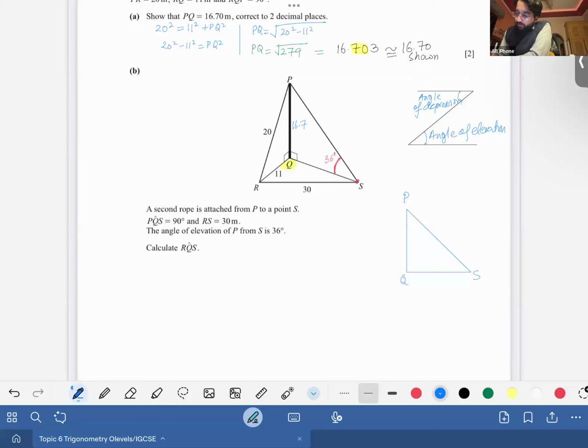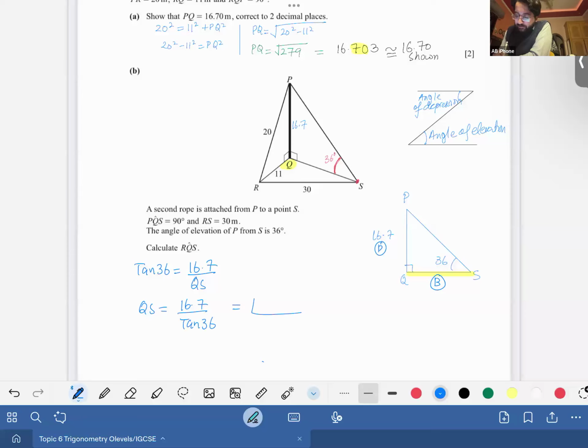So PQS, बेटा, ये 90 है, this is 36, so this is 16.7. So if I find out sine QS, so QS is the part of this triangle which is lying on the floor, जो कि फ्लोर के ऊपर है. अंडरस्टूड? Side opposite to the angle is perpendicular, and this is base. So tangent theta will work for me. So tangent 36 is equal to perpendicular divided by base. Base is QS. So QS is equal to 16.7 divided by tangent 36.